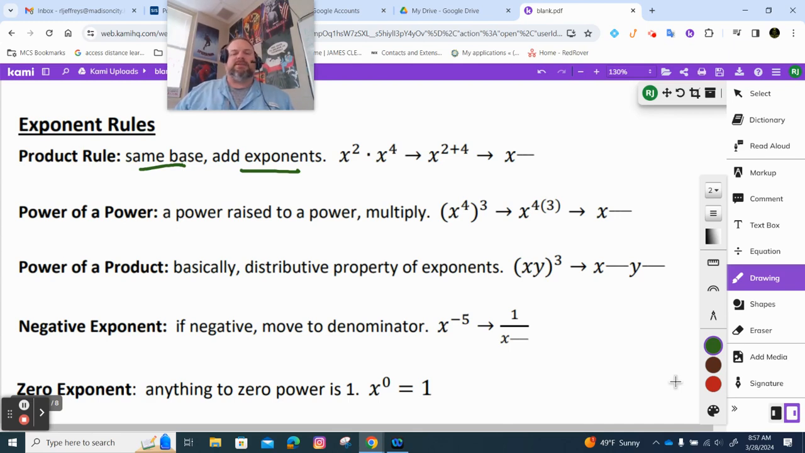Okay. So same base. All right. So we add. What is 2 plus 4? So you put 6 right there.